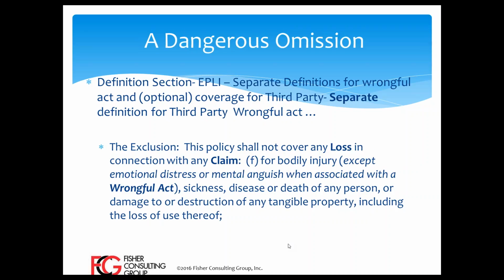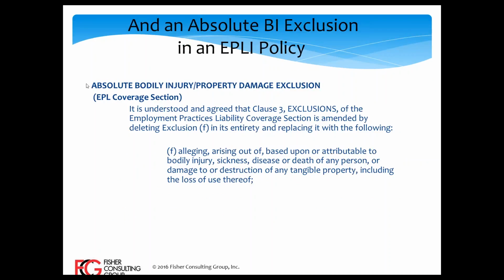Let me show you another language. In addition, a couple of carriers use an absolute bodily injury exclusion in their EPLI policy. In other words, they're taking out the carve back that exists in the exclusion we just saw. They're adding an absolute BI exclusion. As far as I'm concerned, it doesn't cover anything. How can you claim to be covering employment-related practices when you're excluding from coverage 80 or 90% of the damages? Because almost all the damages claimed in any employment practice claim is for emotional distress.